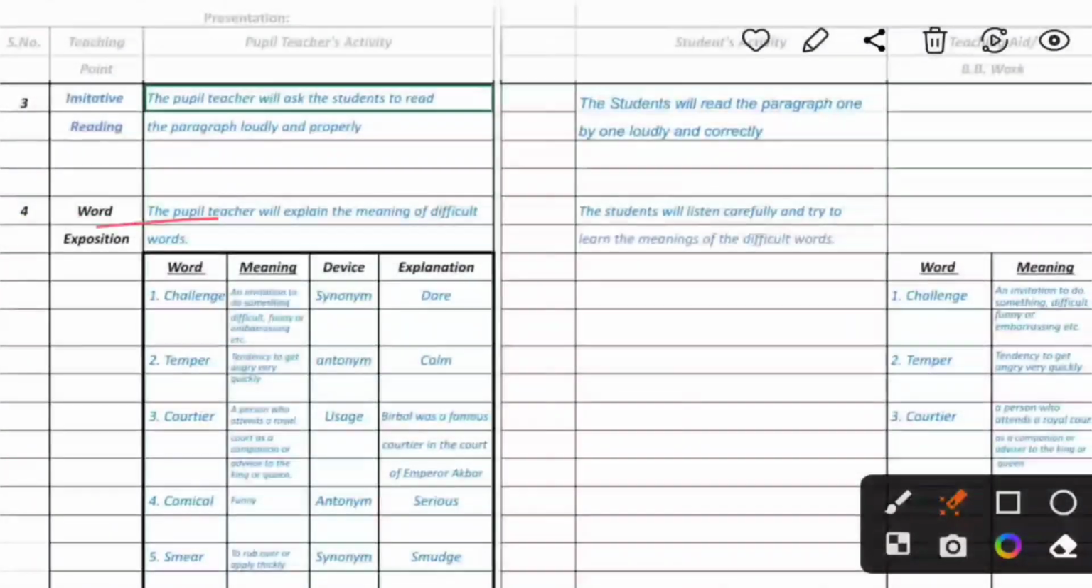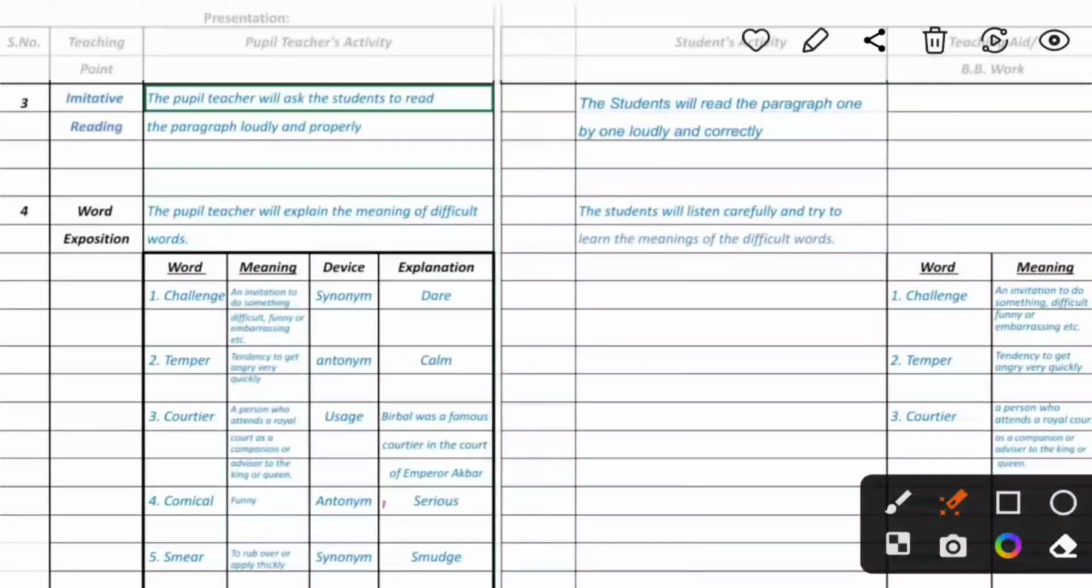The fourth teaching point is word exposition. Here, the pupil teacher will elicit the meanings of the difficult words from the students, which means they'll not tell the meaning of the words directly to the students. Instead, they'll ask the students to tell the meaning of that word by giving them some clues or by using different devices. These devices can be synonym, antonym, usage, etc.